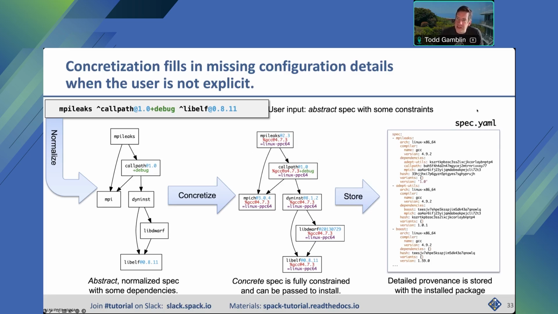So there's a JSON database of specs. We keep a lot of provenance around so that you can run spack find and see all the configuration details of the things that you're building or that you've built. You can query that like Kathleen showed. So that's it.